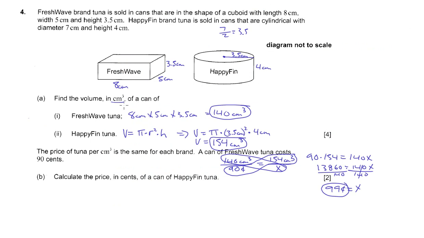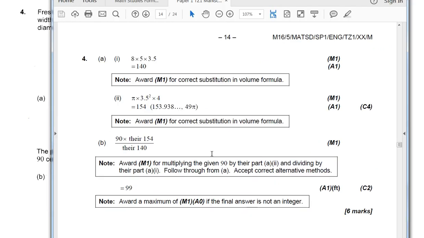Yeah, these two here were worth 4 points, so it's going to be 2 points for the 140, and another 2 points for the 154. Let's make sure that's what we were supposed to get. Yep, 154. Okay, or 49 pi, they would have taken that too. And then the second part was just calculating it out.